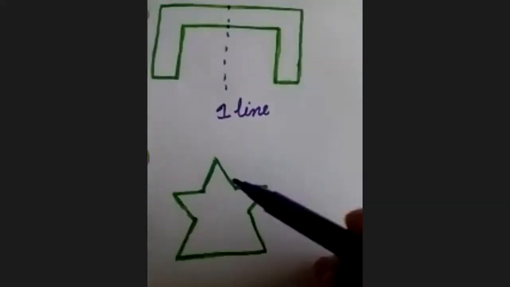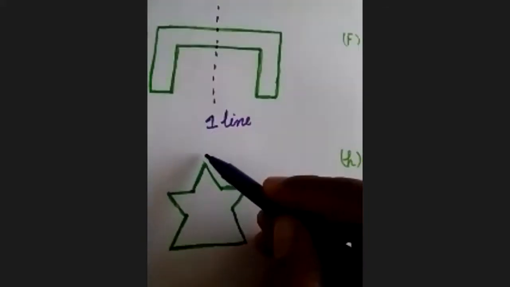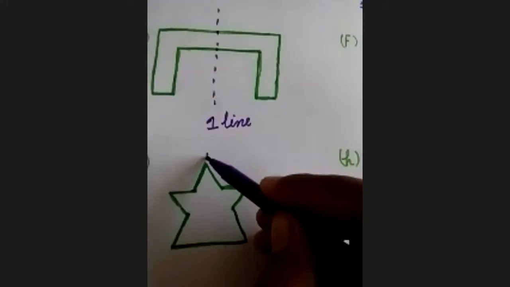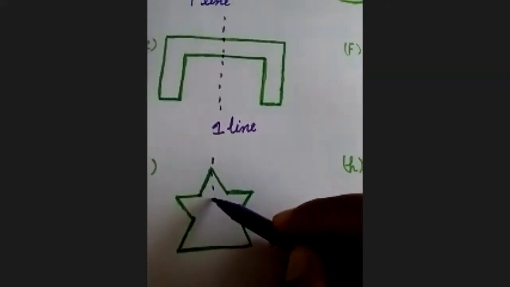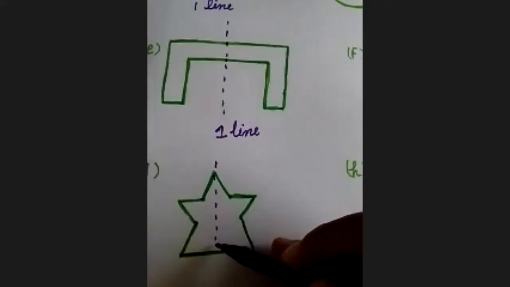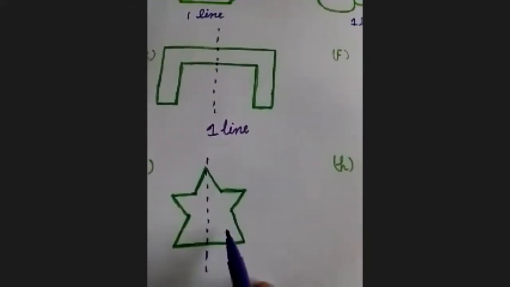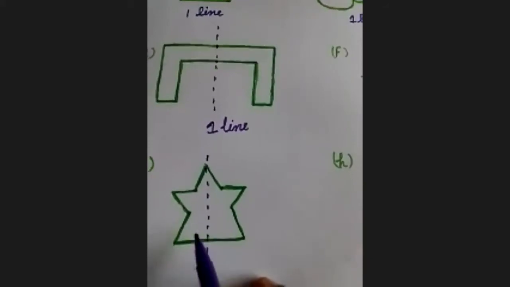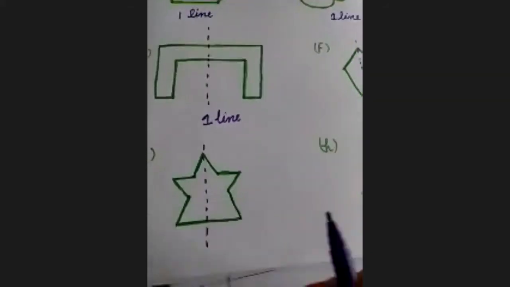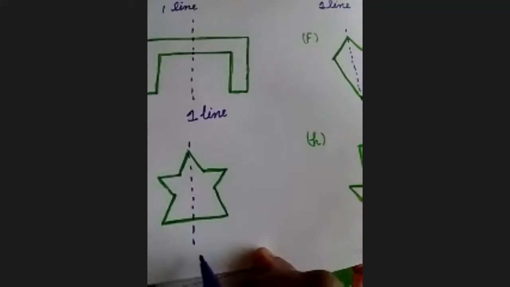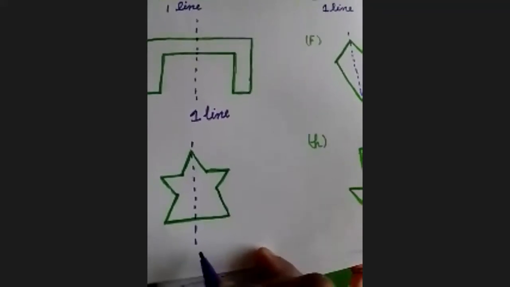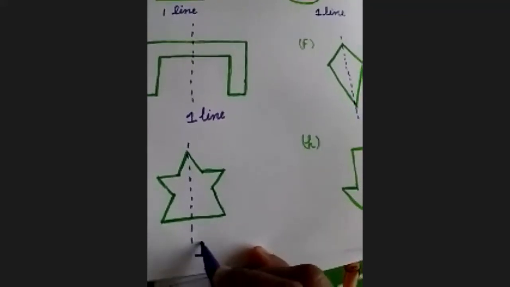Next is part G. Divide this figure into 2 equal parts by giving it a cut at center. These are 2 parts which are equally divided. So in part G, we have 1 line of symmetry.